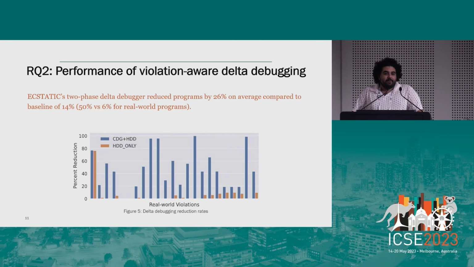For the delta debugger, our 2-stage delta debugger was able to achieve significant improvements over the baseline, which is hierarchical delta debugging. Our delta debugger was able to reduce real-world programs by 50% on average, compared to 6% with the baseline approach. At most, we were able to reduce a program by 99%, from about 65,000 lines of code to about 30.